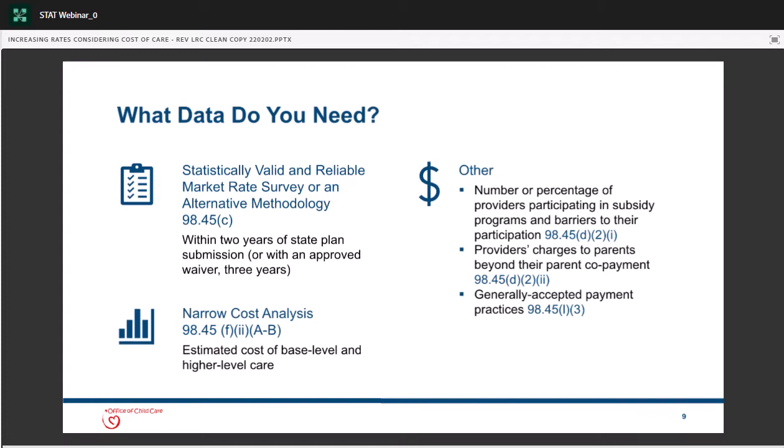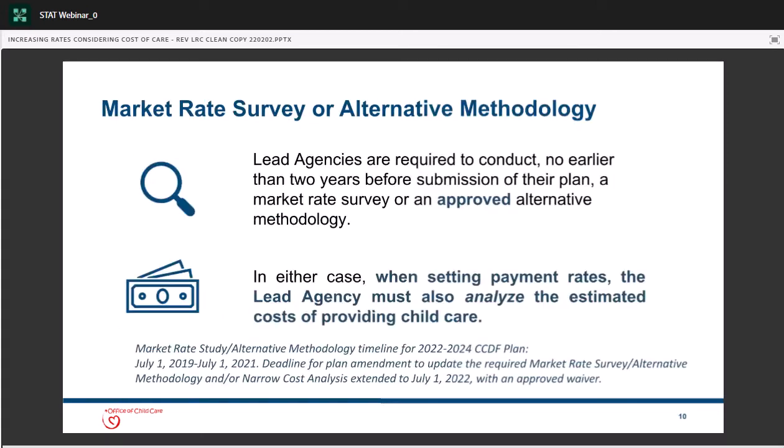What data do you need? Well, we'll talk about the first two items in more detail in a moment. The bullets under Other on the right-hand side are data you will need as a part of the summary of data and facts you describe in the CCDF plan to explain your efforts in assuring equal access, and that you use to assure your payment practices mirror the generally accepted practices in your state or territory. We'll touch on those briefly towards the end of the presentation. Next slide, please.